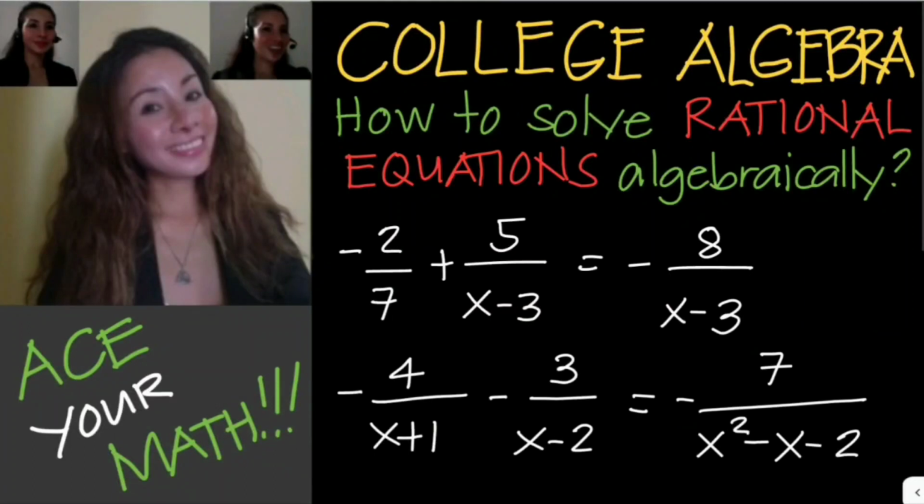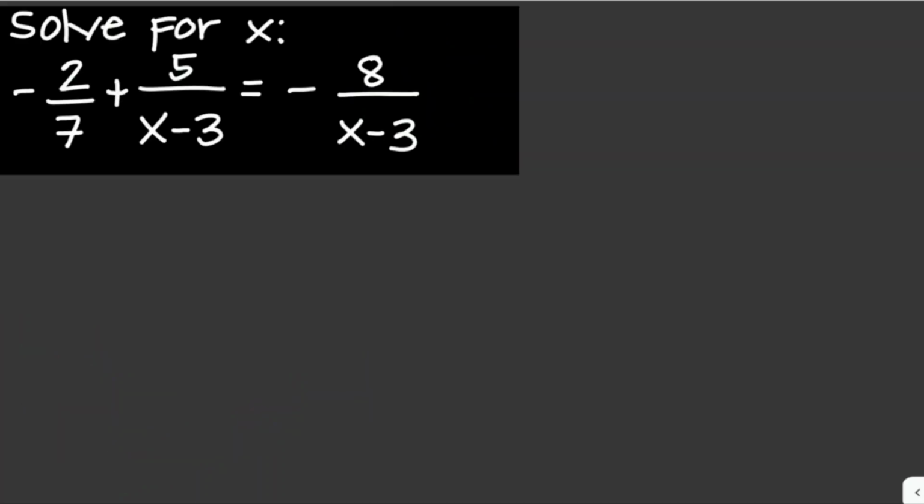In this video, you will learn how to solve rational equations with different denominators. So let's solve some sample problems here. We're given negative 2 over 7 plus 5 over x minus 3 equals negative 8 over x minus 3. We just have to solve for the value of x.